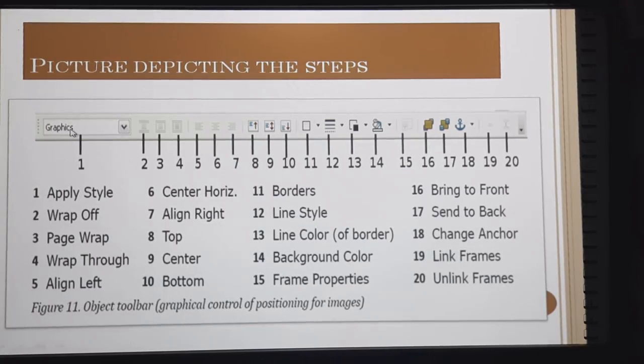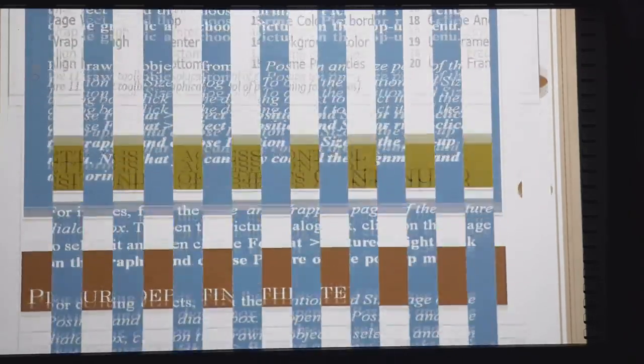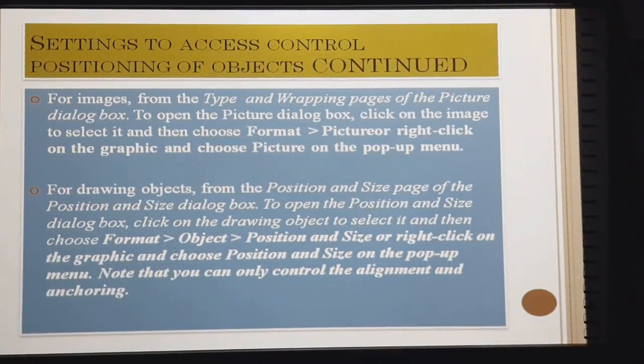So this is the object toolbar. See, the first tab, that is graphics, consists of a drop down. That means when we click on the drop down, a list of menus will appear in front of us. Applying style is there. Then the second one is wrap off. The third is page wrap through. So different options are there. Now let us see how we can achieve the same in our document.